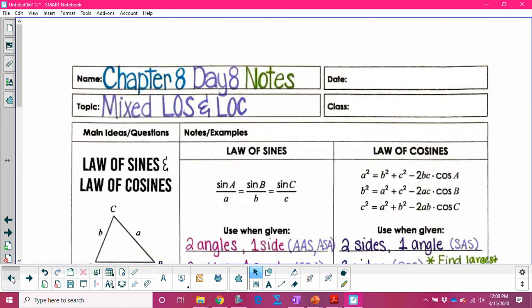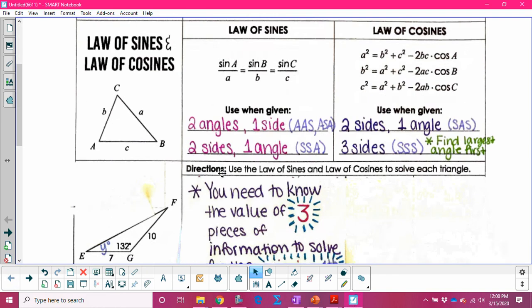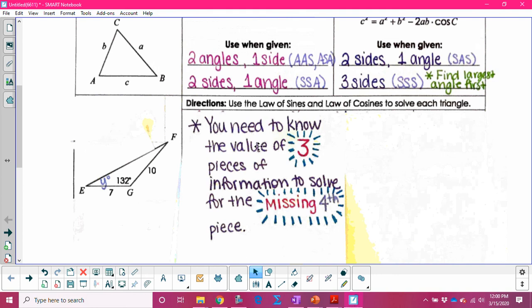Also remember that anytime you do this, you need to know the value of 3 pieces of information to solve for the fourth missing piece.